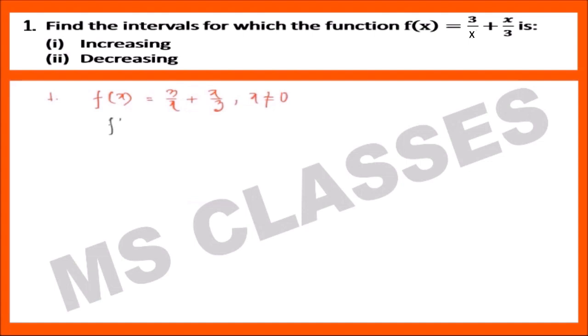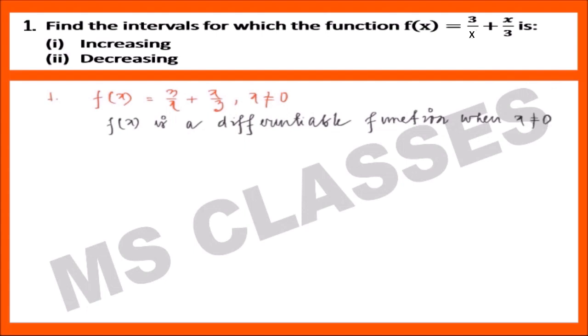f(x) is a differentiable function when x is not equal to 0. Now, if we differentiate, what we get? f'(x) equals minus 3 by x square plus 1 by 3.